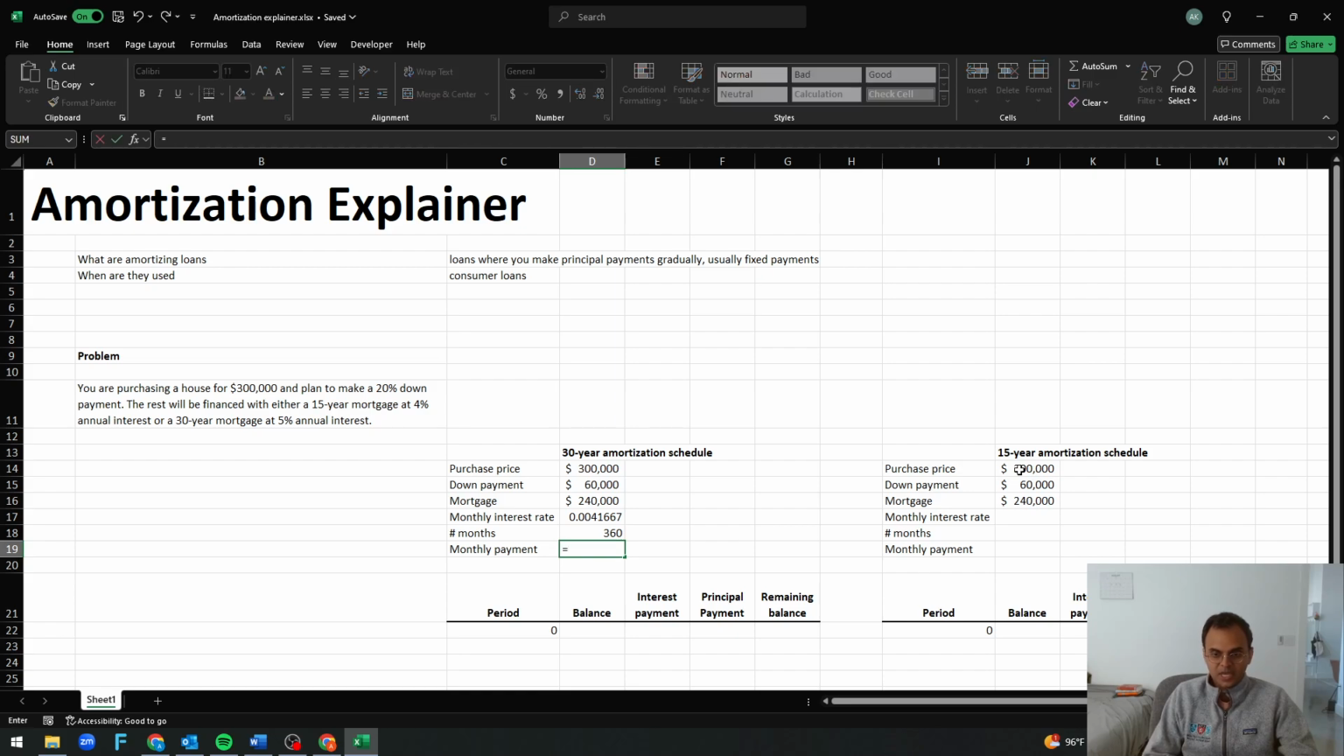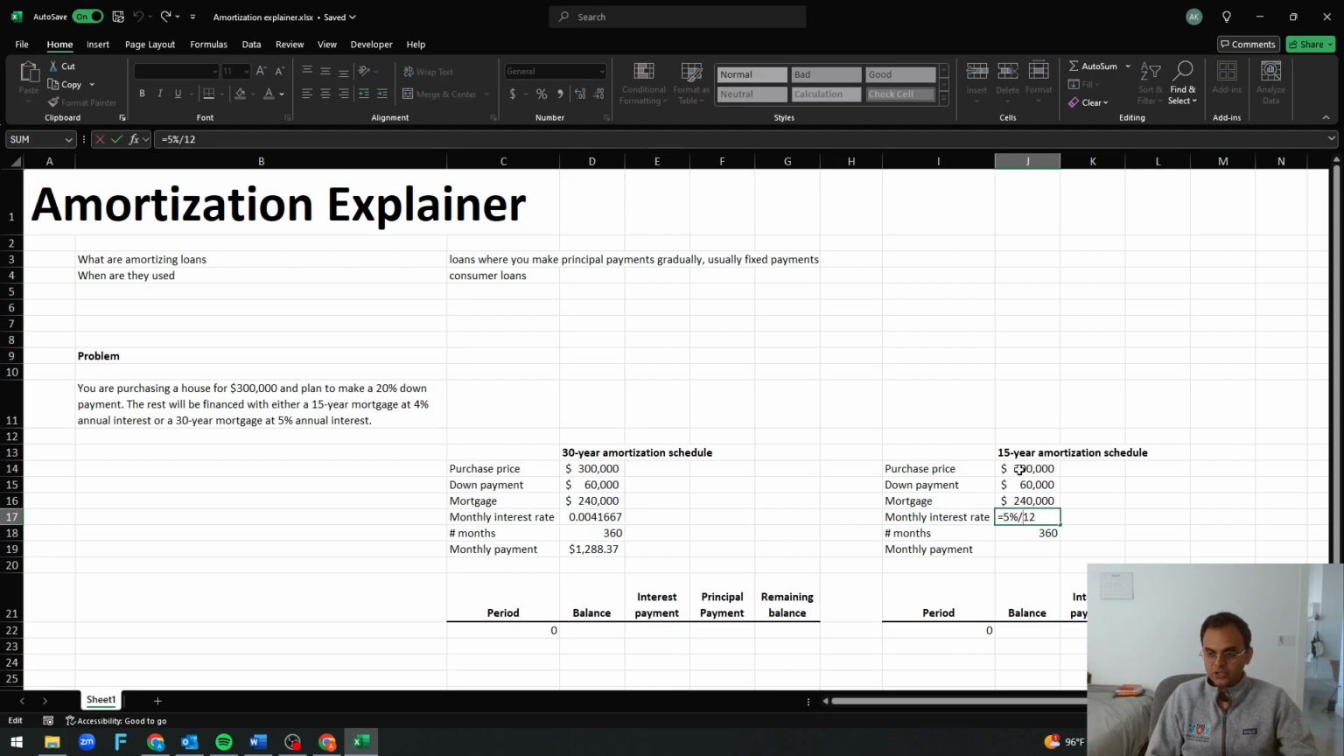The monthly payment we can calculate using the PMT function. So PMT, here's our rate, number of periods. Present value is going to be the negative of the mortgage amount. The future value is going to be 0, so we're paying off the loan in full in 360 months. And then we get this 1288.37.